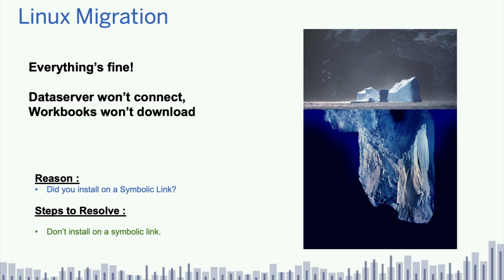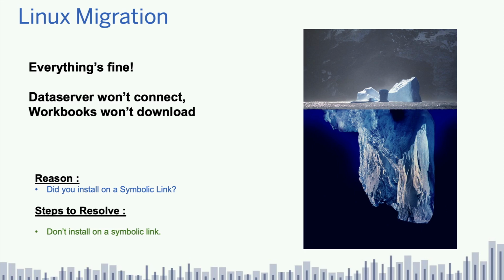The big one that I've seen so far for migrating from Windows to Linux is that you've installed, everything looks fine, but there are weird issues where published dashboards that connect to data server won't connect, or you try to download a workbook and that doesn't work, but everything else is normal. The problem is that you may have installed on a symbolic link. This is a really common practice in Linux: you install an application over a symbolic link because you want to redirect it to some other mount point or some other drive on your system. It's a really common thing that I've seen with clients, and I did it myself, in fact. And you just get these weird issues. The deal is you just can't install on a symbolic link.